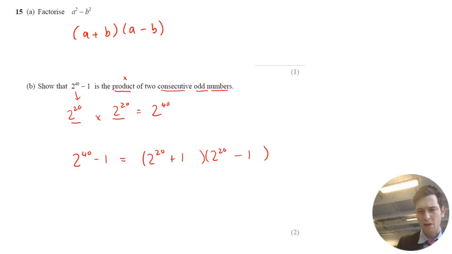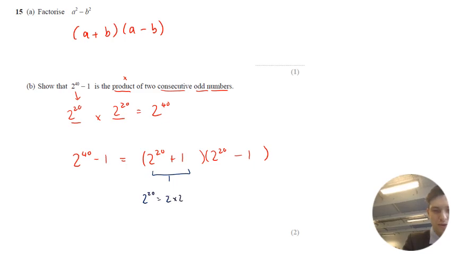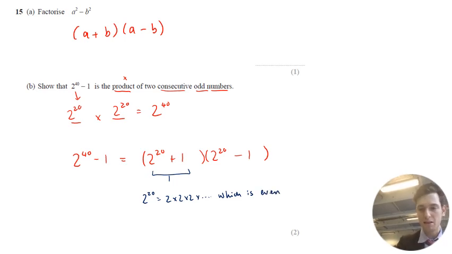Okay, now the next thing that we need to think about is odd numbers. So two consecutive odd numbers. Let's think about this. Let me use a different color. So let's first consider 2 to the power of 20 plus 1. Well, let's think about 2 to the power of 20. 2 to the power of 20 is 2 times 2 times 2, etc., 20 times. So it must be even, because anything that has been times by 2 is even.